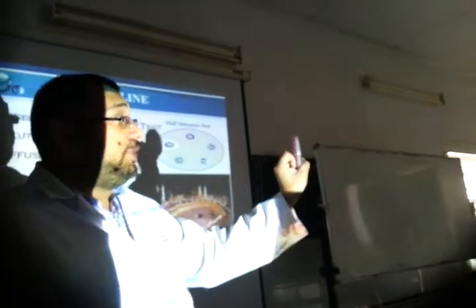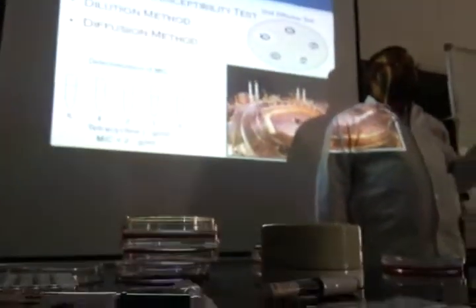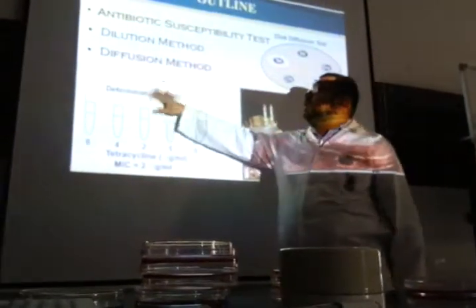If you take the plate like this and see around the disc, you see a circular area with no growth of bacteria. This area is called zone of inhibition. Why is this zone of inhibition there? Because this antibiotic is stopping the bacteria from growing. Can you see? Good. So this was the disc diffusion method. Now we have another method that is called dilution method.